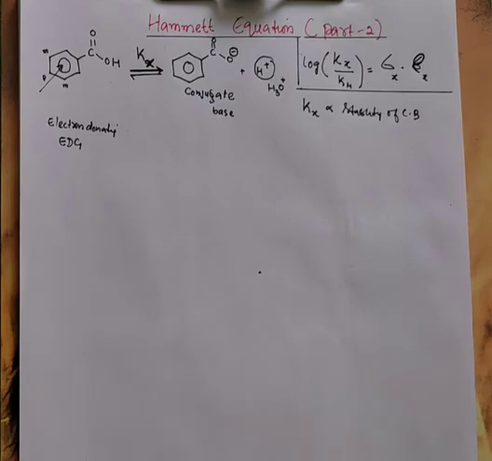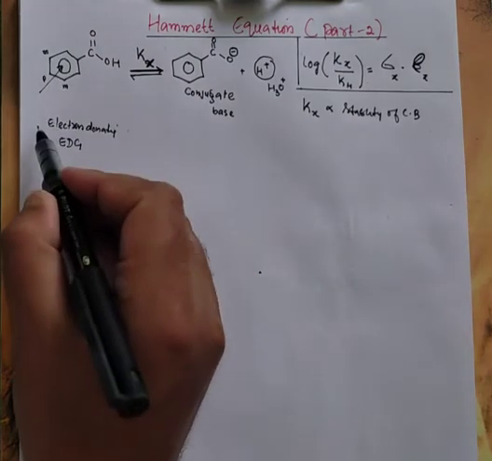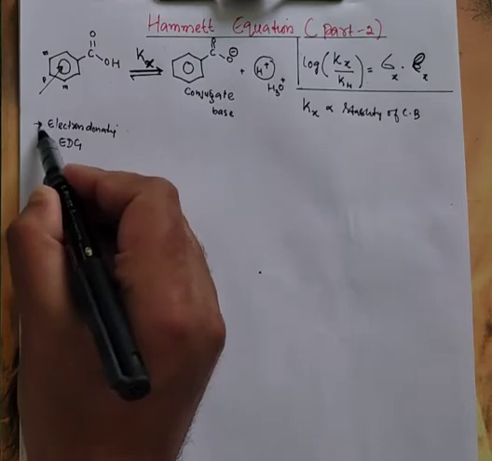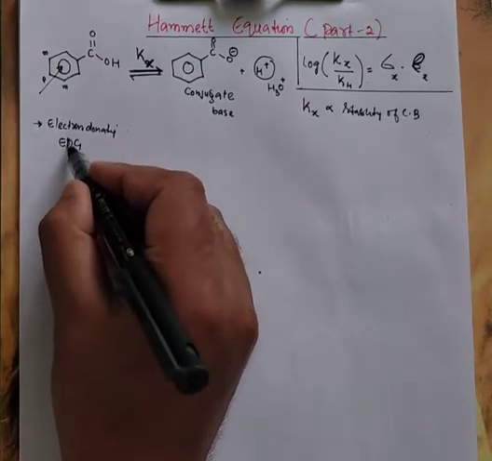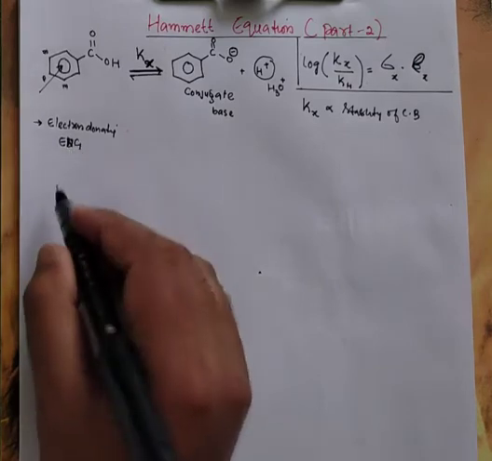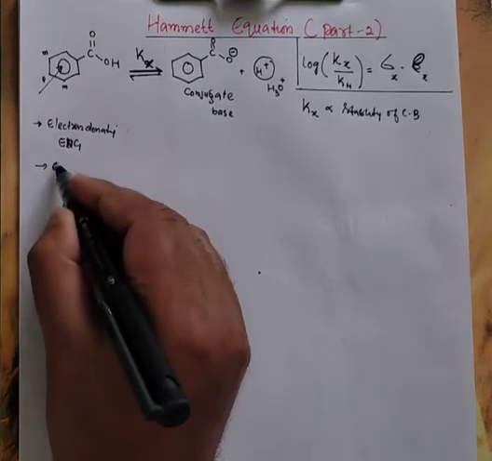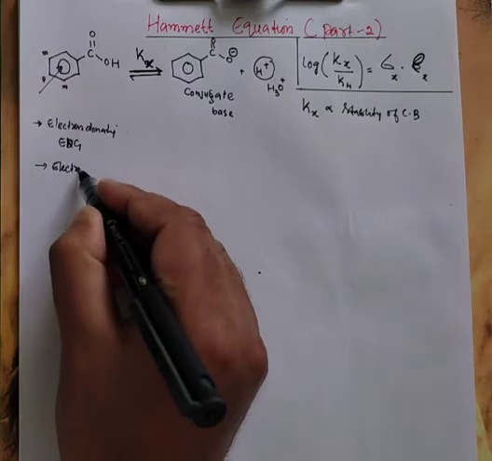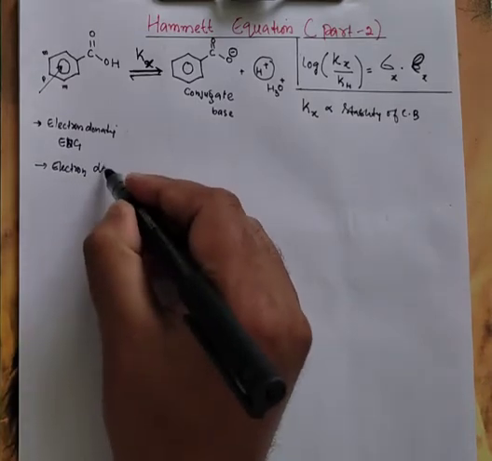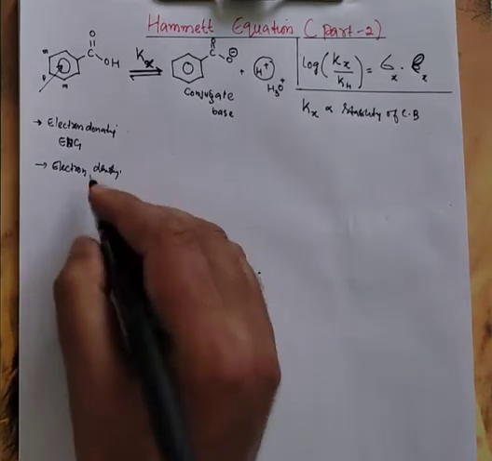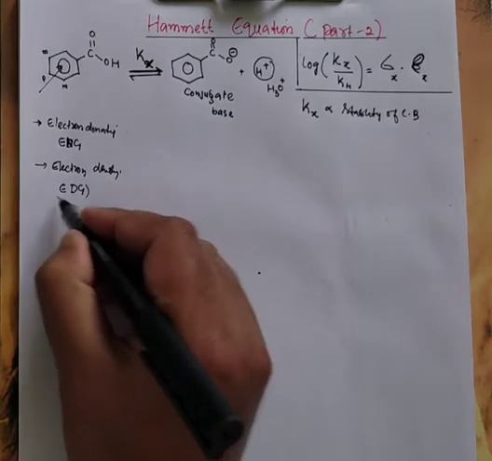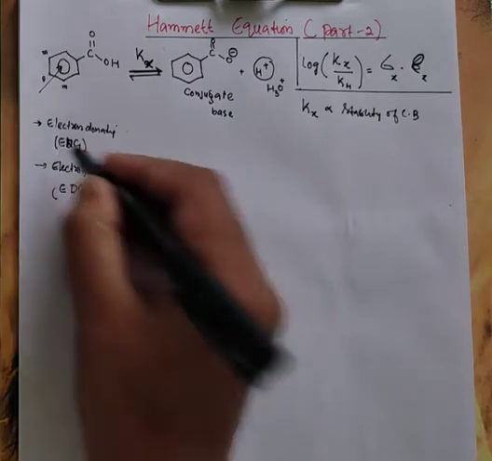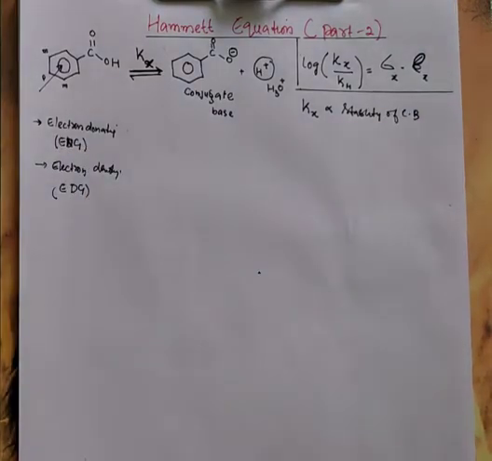Now, let us say we have electron withdrawing groups in the ring. So I will write electron withdrawing, EWG. And if there are electron donating groups, we'll designate them by electron donating groups. So we have two types of groups in the ring.